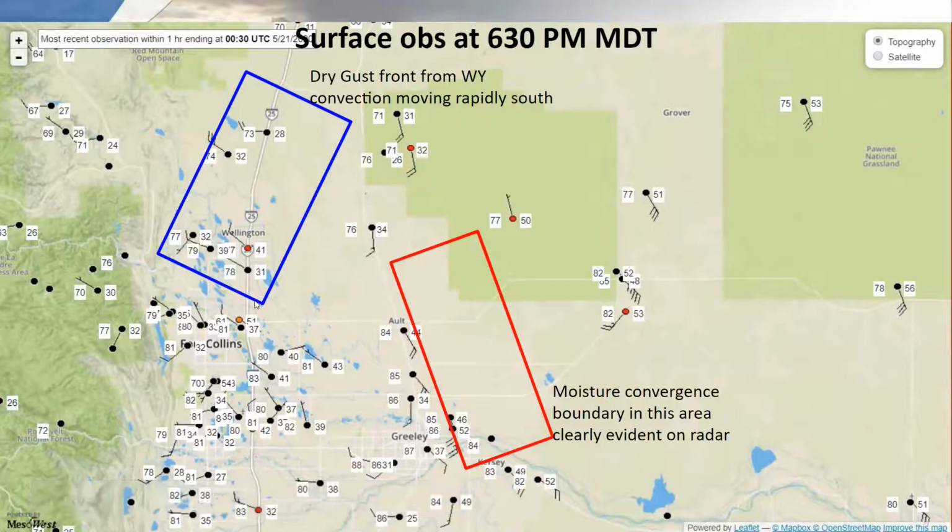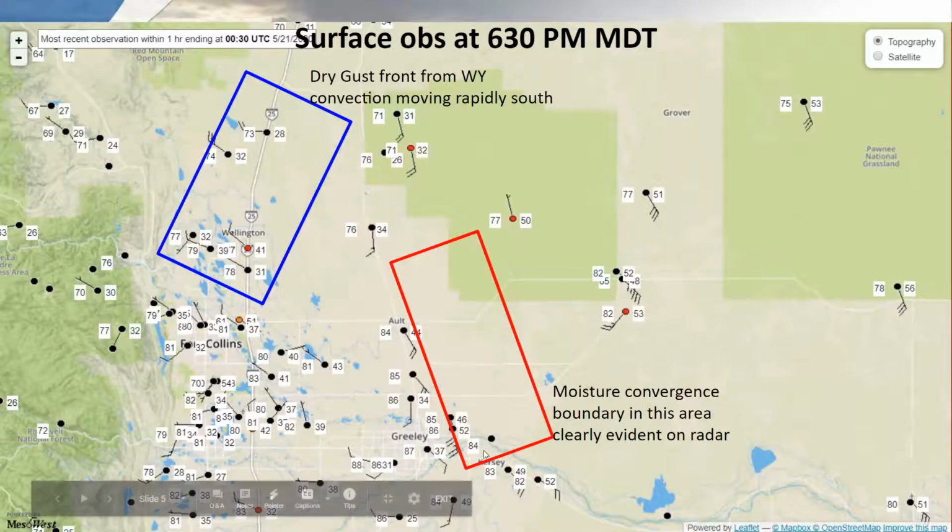There's actually a gust front that's a drier gust front, dew points in the 20s and 30s coming out of Wyoming to the north, from convection well north into Wyoming. And this boundary here, really clear on radar, then they collide a little bit. And I'll show that on radar.